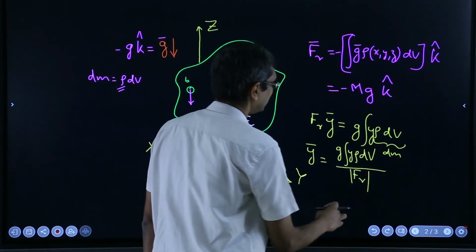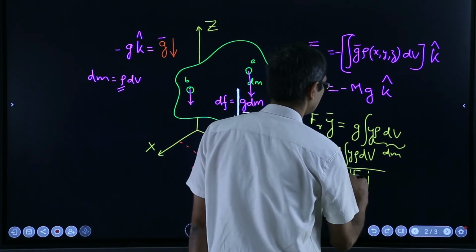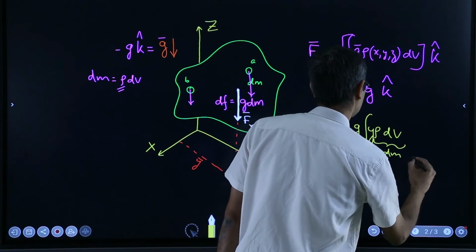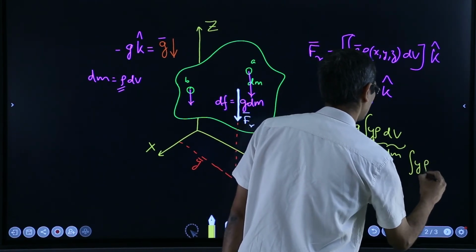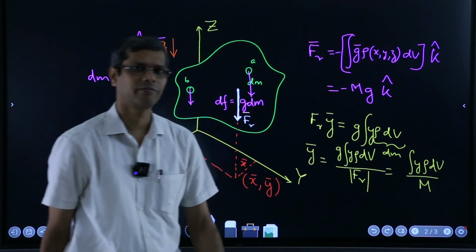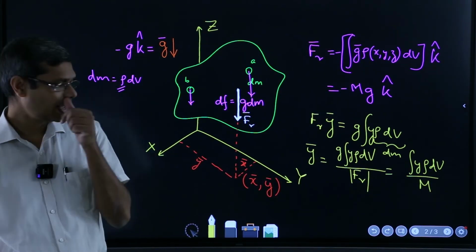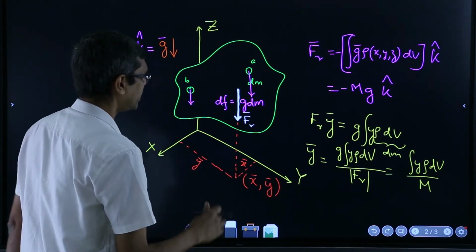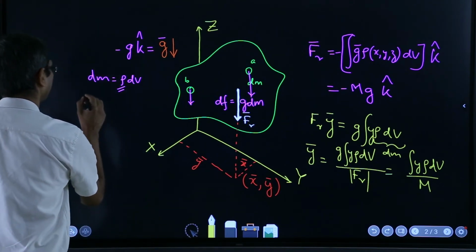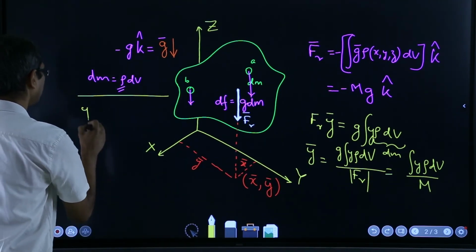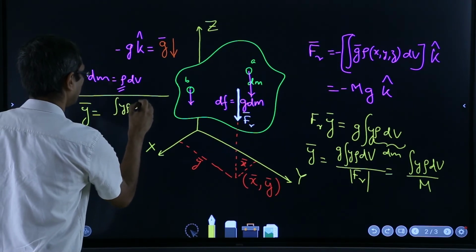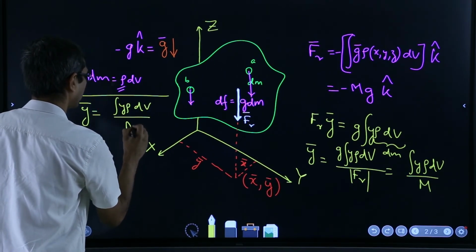Or if you want to write in terms of mass, this g also will get cancelled out. So this g will get cancelled out with this, and you will have y rho dv over m. Fine? And in exactly the same way, so this is okay. I'll write it as a summary somewhere. Okay. So now y bar has come out to be the integral of y rho dv over m.